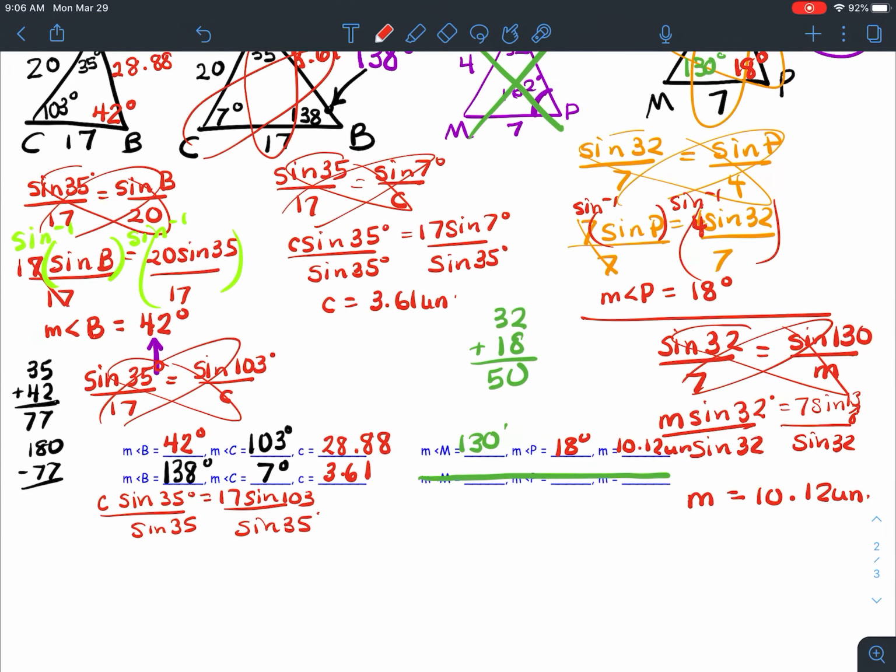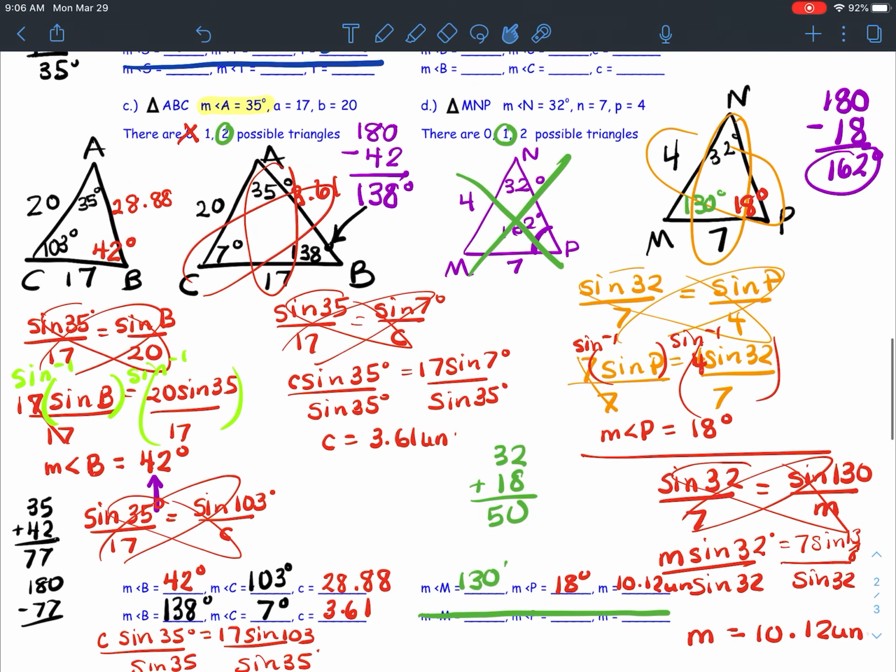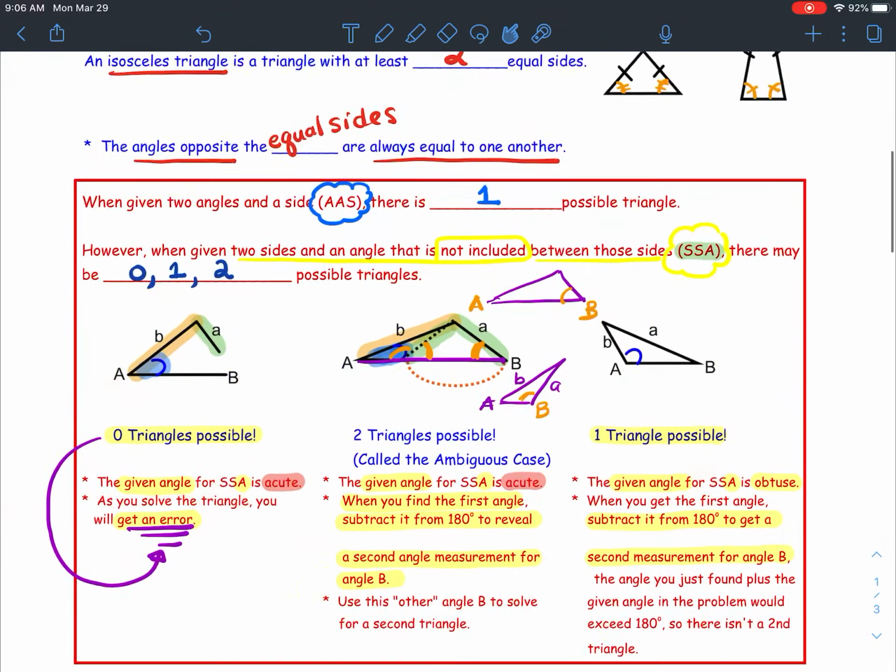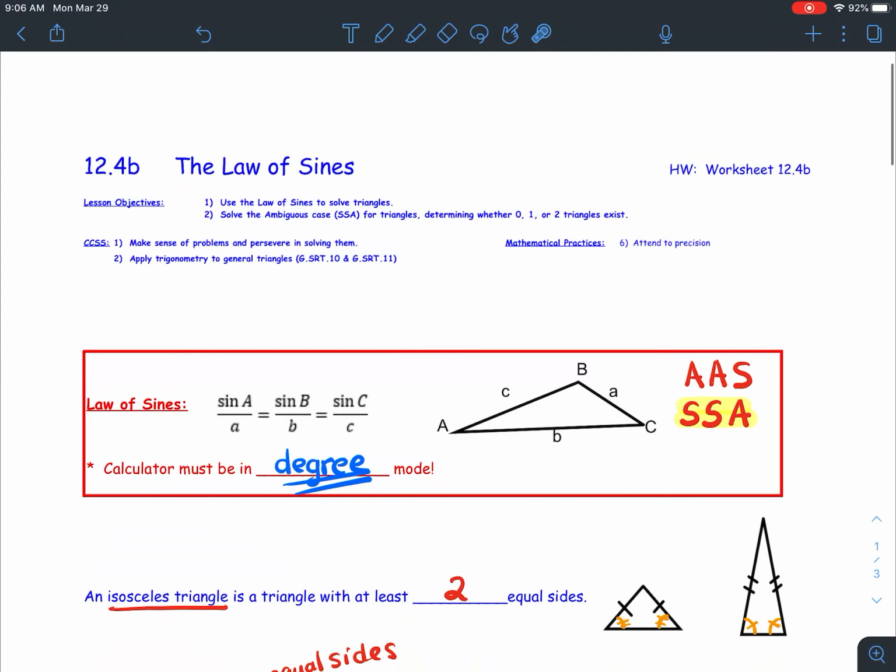10.12. When you're done with these, your pictures should be fully completed, all sides, all angles labeled, and your blanks should all be filled in here. You can see that there is a worksheet here for you to go ahead and try. That is worksheet 12.4B.